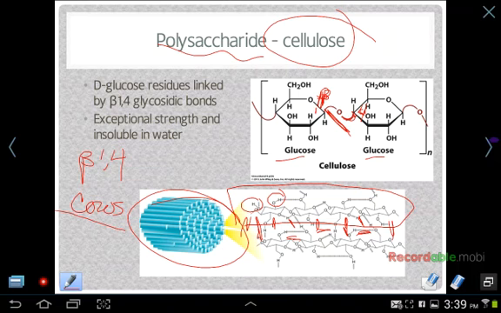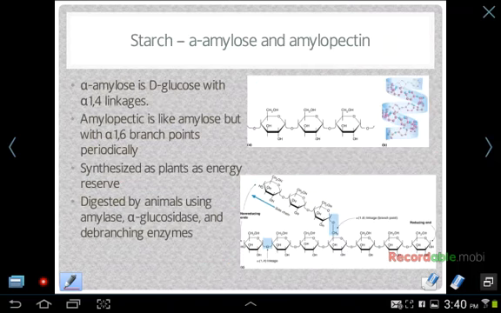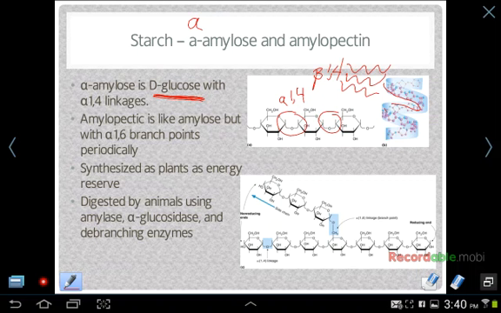All right. Now, in plants, the main source of energy storage that they synthesize is alpha amylose and amylopectin. So, alpha amylose is formed of D-glucoses with alpha 1,4 linkages, as you can see here. Because of the alpha 1,4 linkage, it's going to form a helical structure, as opposed to the beta 1,4 linkage of cellulose, which forms those pleated parallel strands that can then stack upon each other to form the fibers.